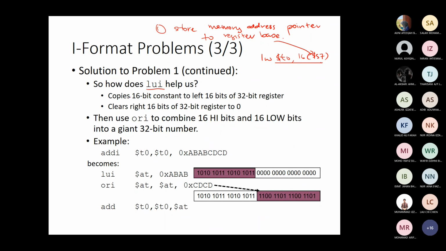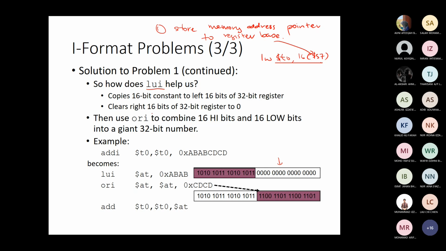And then LUI can also copy a 16-bit constant to the left 16 bits, the high order half of the 32-bit register, and it can clear the lower 16 bits of the 32-bit register to 0.